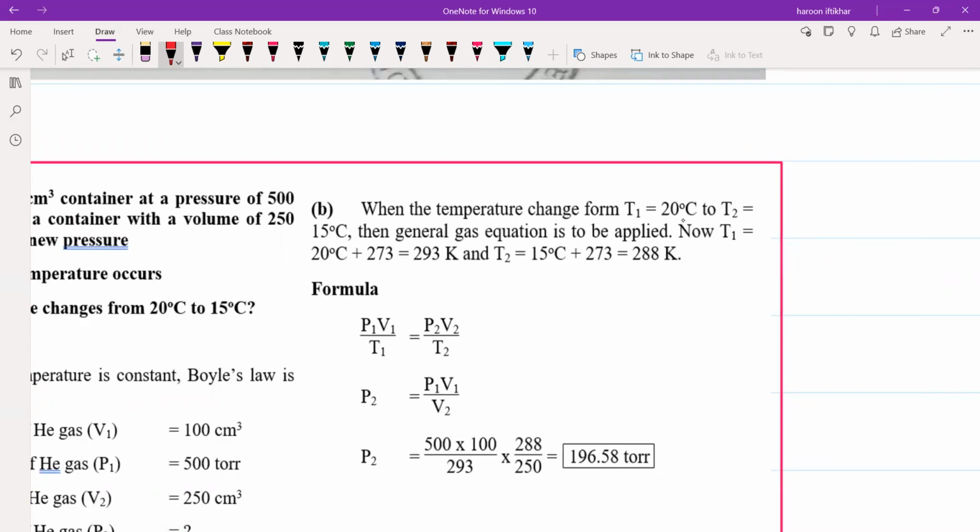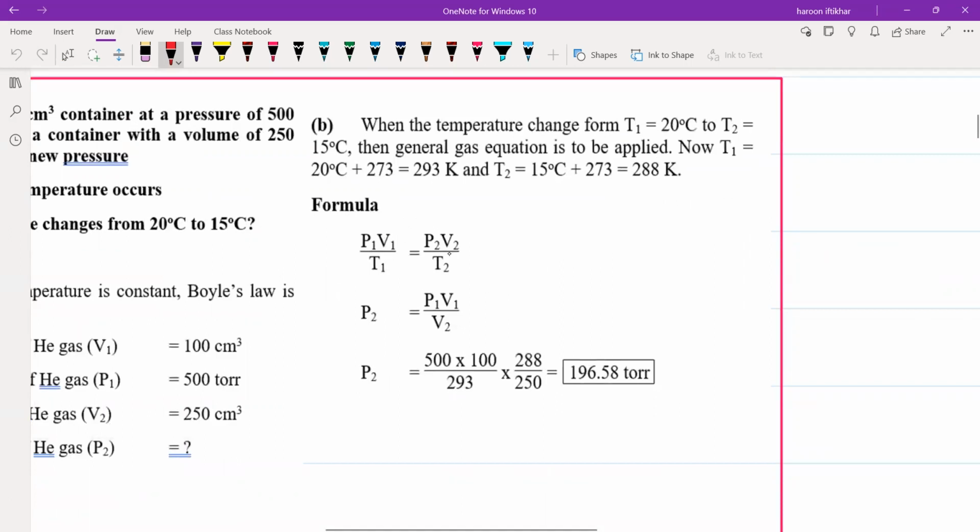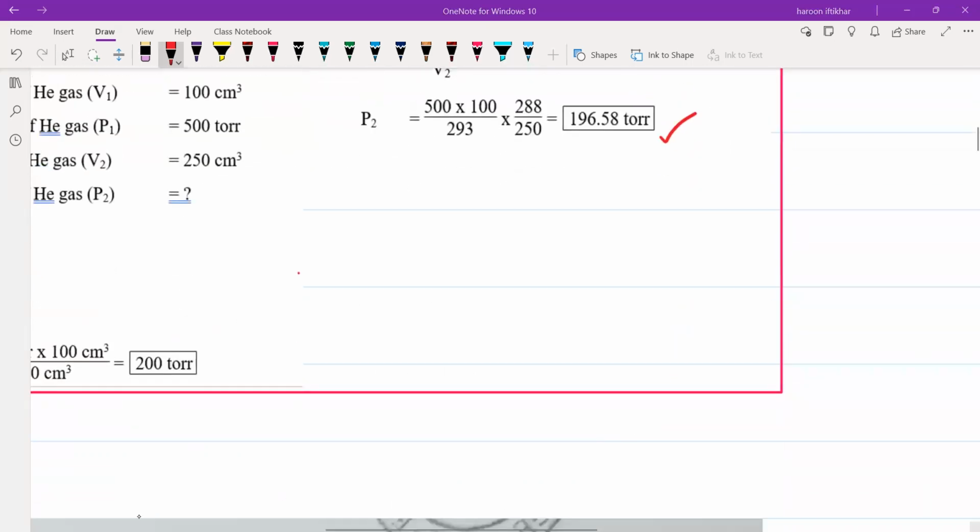First of all, we will convert the temperature into Kelvin. So 20 degrees Celsius plus 273 is equal to 293 Kelvin, while 15 degrees plus 273 is equal to 288 Kelvin. So we will use P1V1/T1 equals P2V2/T2 to rearrange this whole equation, and you will get 196.58 torr. As you're using centimeter cube as a unit, you can use torr. If it is decimeter cube, then you can use atm as well. So that's the first part of this question.